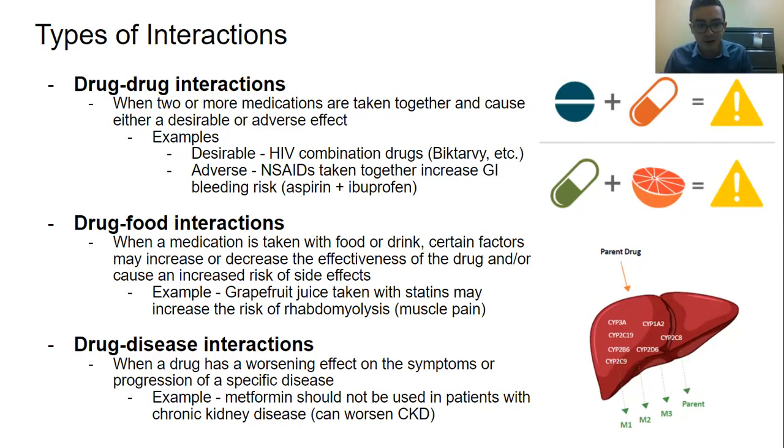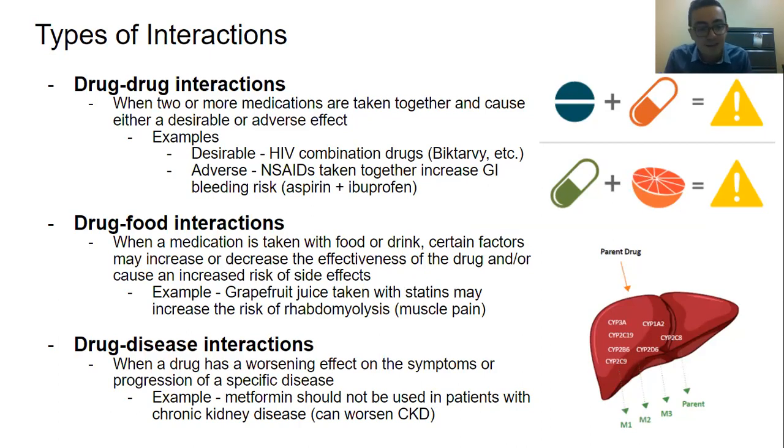Now, food-drug interactions are, as you might imagine, when a medication is taken with food or drink, and certain factors might increase or decrease the effectiveness of the drug or cause an increased risk of side effects. The classic example of this, as you can see right over here, is grapefruit juice when taken with statins. That increases the risk of rhabdomyolysis, otherwise known as the breakdown of muscles resulting in muscle pain. And lastly, we're not going to cover it too much, but you might see it in certain parts of the drug reviews.